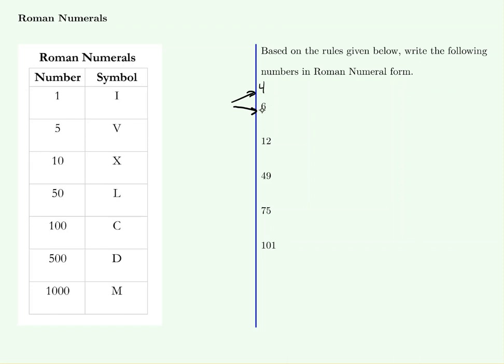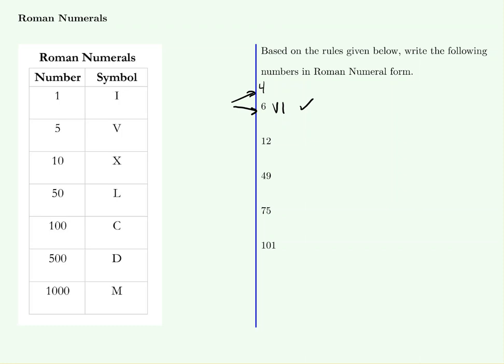Let's start with 6. We see that there's not an express symbol for 6, but there is one for 5 and there is one for 1. So if we write the V and then the I symbol, that's 5 plus 1 is 6. And notice here we go from bigger number to smaller number, so the normal order is preserved.